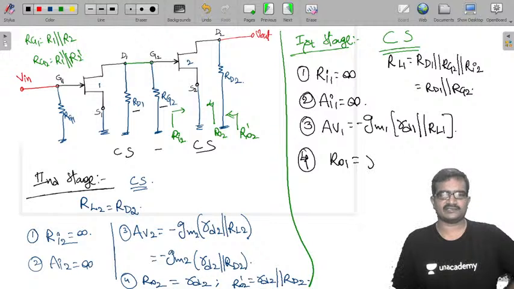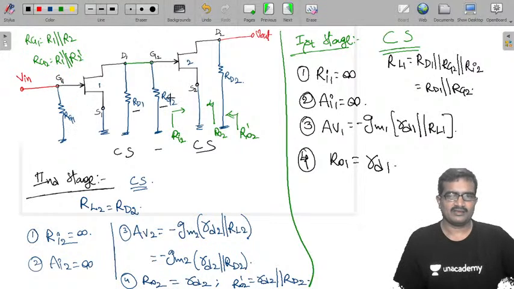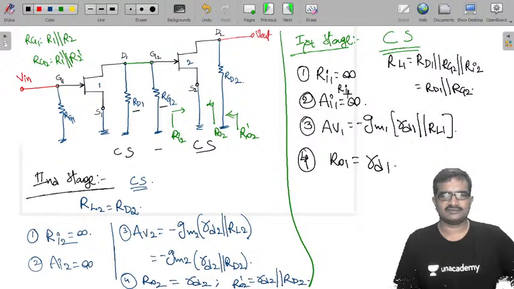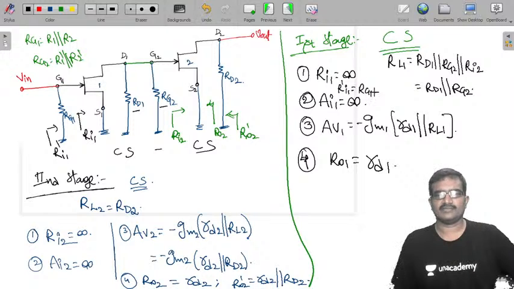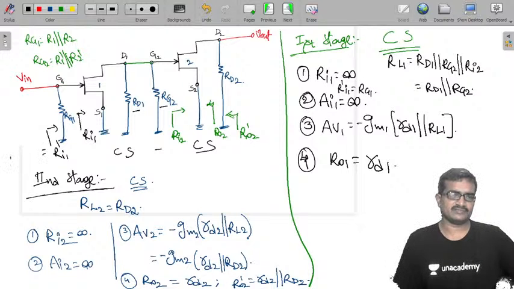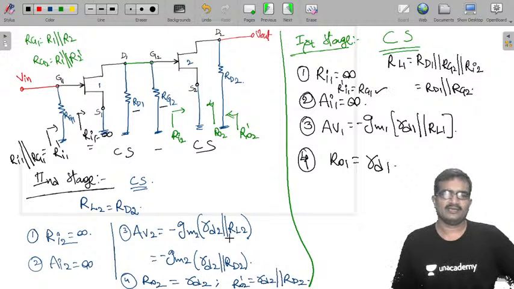So RO1 is simply RD1. We don't want much information about this. And I am calculating RI1 dash also. This is RI1. It is RI1 dash, which is RI1 parallel with RG1. Parallel combination of these two. But RI1 is infinity. Once it is infinity, infinity parallel with RG1 is RG1 itself. This is the analysis of individual stages.